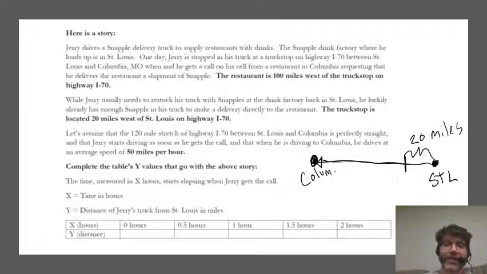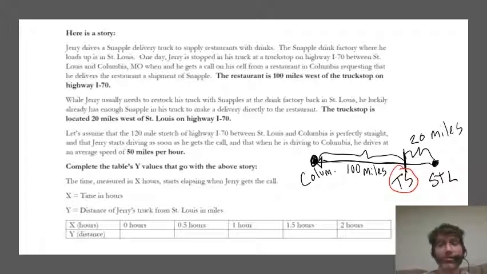I'll do TS for truck stop, okay? So Jerry is at the truck stop right here. Circle that in red. So he is right here right now, okay? We're 20 miles to the west of St. Louis, and we have 100 miles to go to get to Columbia, okay? So from here to here is 100 miles. Do you see that the distance between St. Louis and Columbia is 120 miles?